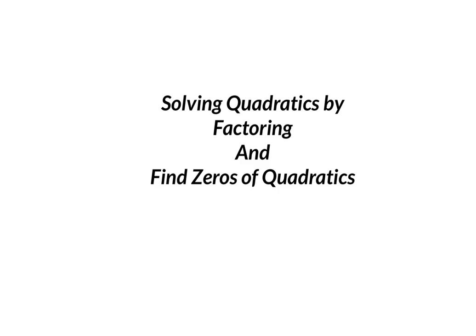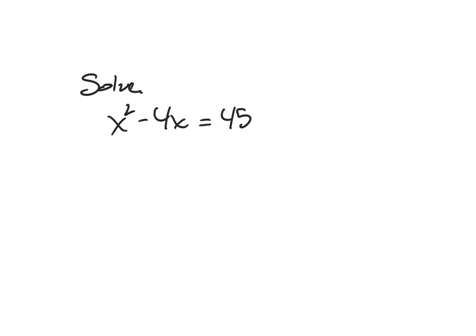All right, guys, today we're going to solve quadratics by factoring and find zeros of quadratics. The weird thing is they're really the same thing. So I'm going to show you 4 examples real quick and move on. Here we go. It says solve that quadratic equation. And we're going to do it by factoring when we can because this is the quickest way.